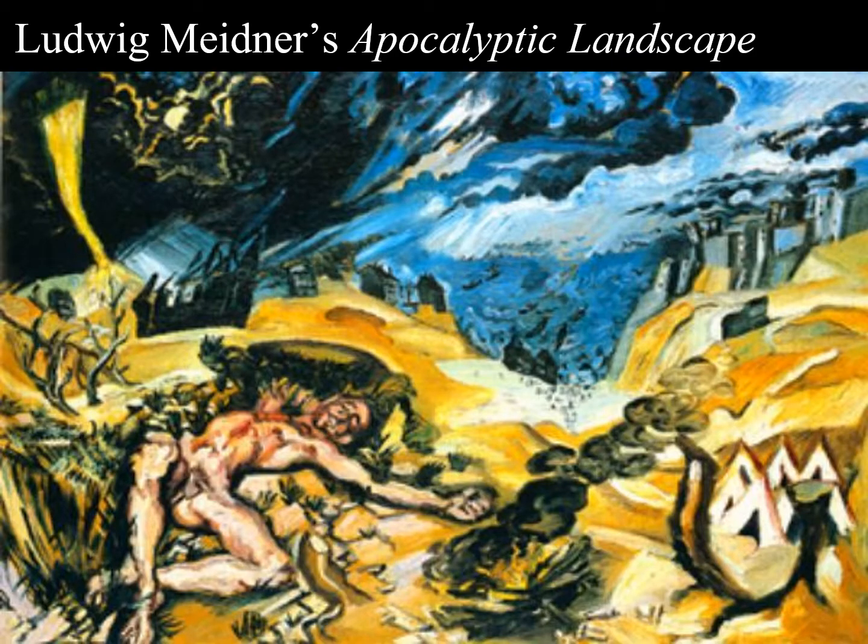Another expressionist painter is the German Ludwig Meidner, who painted Apocalyptic Landscape in 1913, just 1 year before the outbreak of the Great War. What colors are dominant here? How does this differ from the other two paintings? What elements are similar? Pause the lecture to write down your reflections.